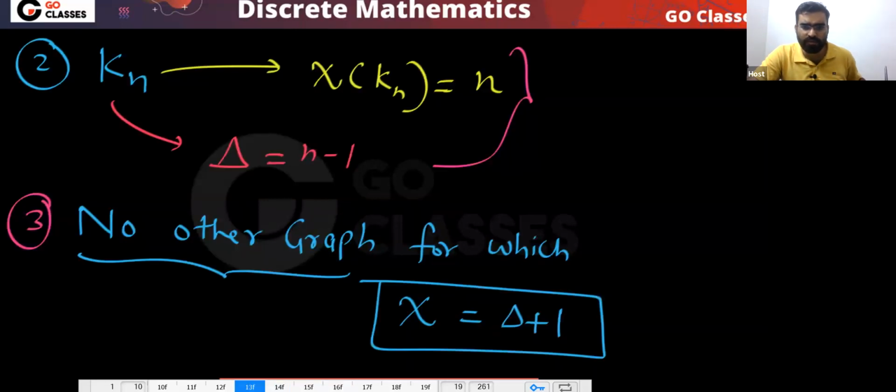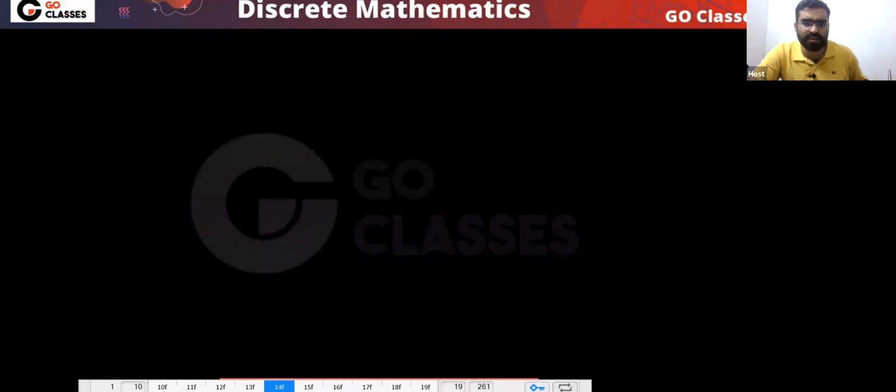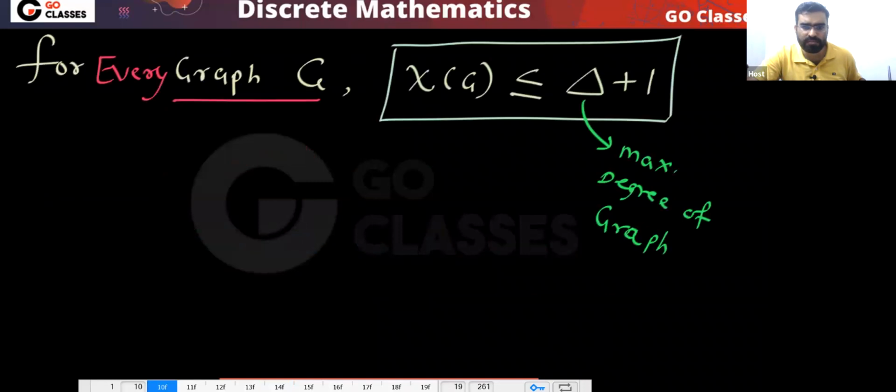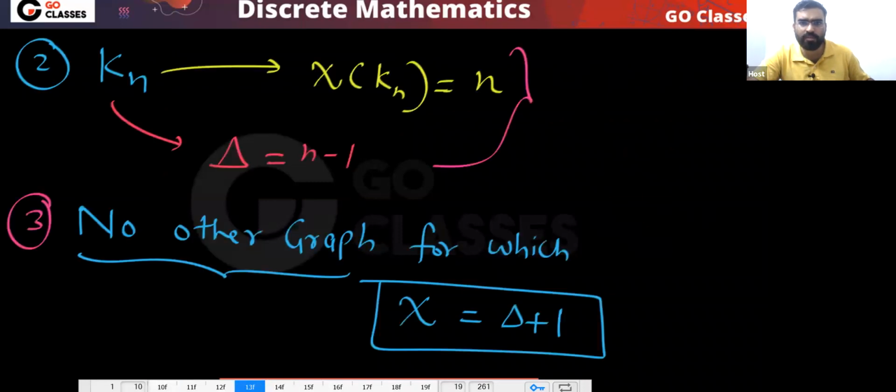What is the chromatic number of Qn? Tell me. Qn is a bipartite graph. In the last class, we have already seen the chromatic number of Qn: that is 2 for n greater than or equal to 1, and that is 1 for n equal to 0.